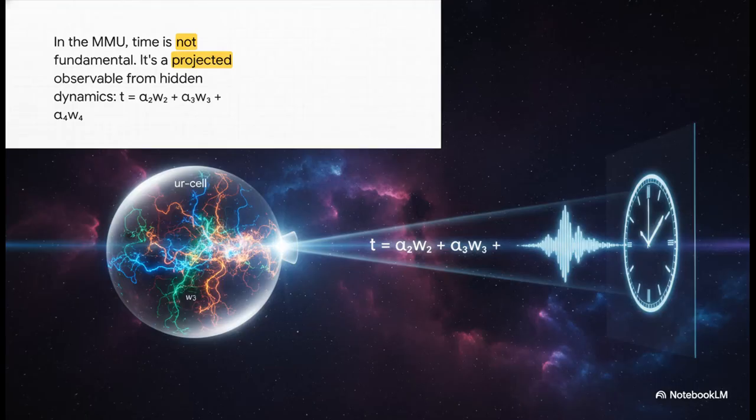Okay, so here's the crucial point. In the MMU, even time isn't a fundamental thing. It's not a primitive concept. Instead, it's treated as a projected observable, just a specific combination of those hidden internal dynamics. I mean, let that sink in. That's a radical departure from standard physics.